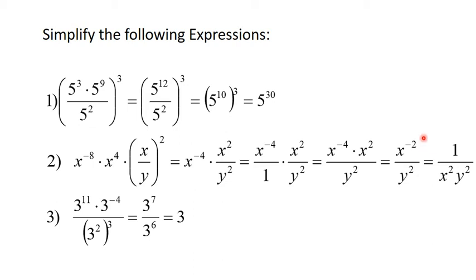Now we cannot have a negative exponent, so to make this a positive exponent I just have to put it in the bottom of a fraction. So my answer will be 1 over x squared y squared. If you have a negative exponent in the bottom, you can move it to the top and make it a positive exponent.